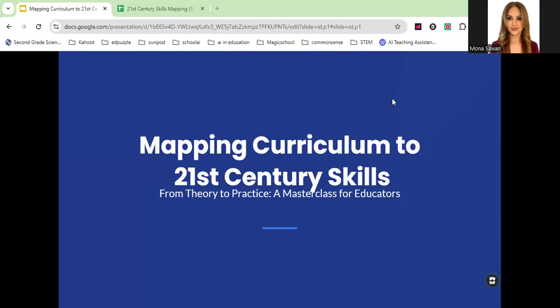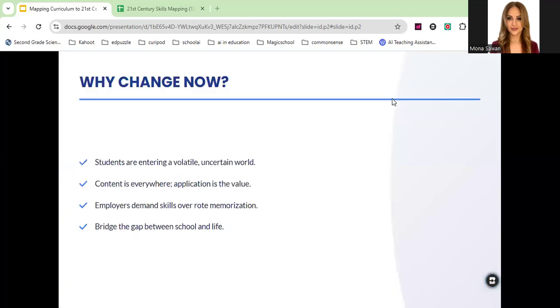Hi, today we are not just talking about teaching content. We are talking about preparing students for real life. Let's start with a key question. Students are entering a fast-changing world. Information is everywhere, but application is what matters. So, what should we focus on?